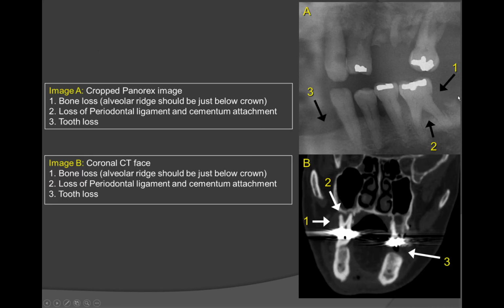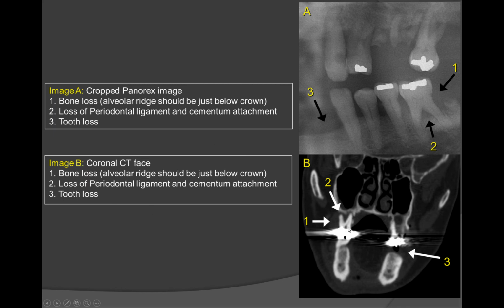Here we see bone loss. The alveolar process again should come up to below the level of the crown, and then what ends up happening is you have loss of attachment area for the periodontal ligament and the attachment of the bone to the cementum. This results in loss of teeth.